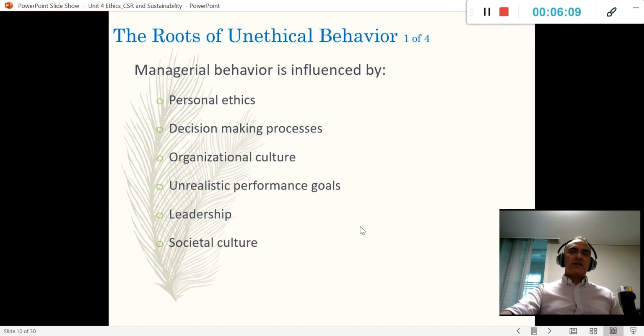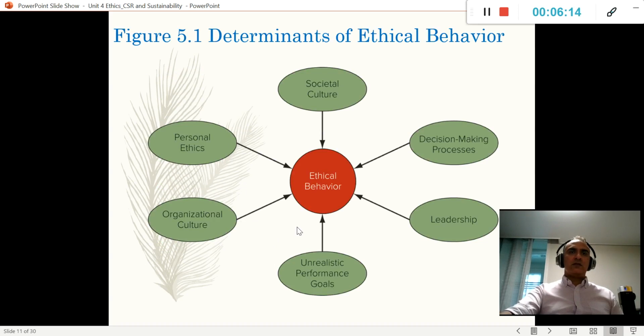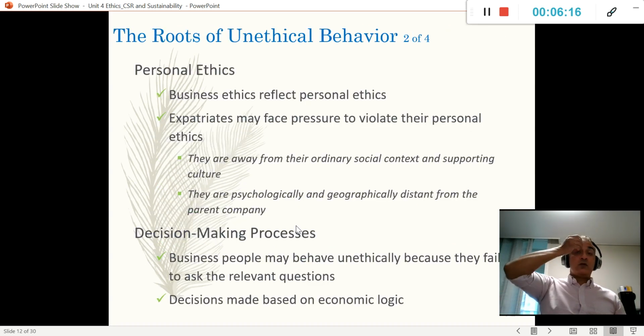So what are the roots of unethical behavior? We're going to talk about all of them here, right? So let's talk about each one of them. Firstly, we talk about personal ethics, which is your own personal approach to doing the right or the wrong thing. There's an approach that says, if you know you take a bad decision and you're going to appear on the news, would you do it? If the answer is no, I don't want to appear on the first page doing something wrong, that means it is wrong.